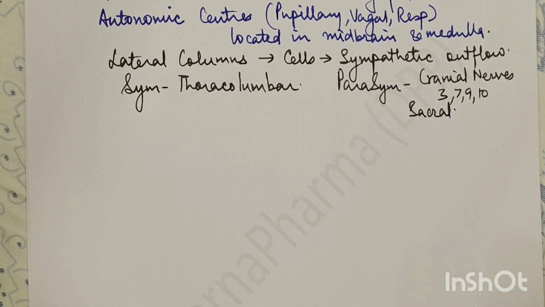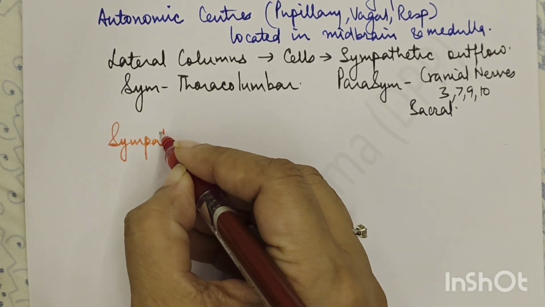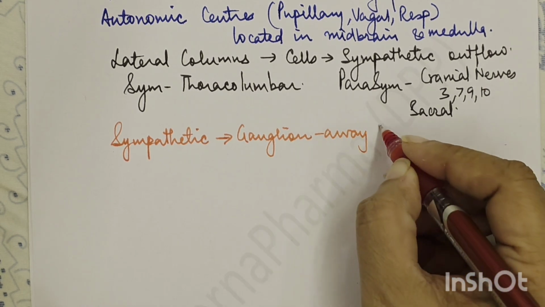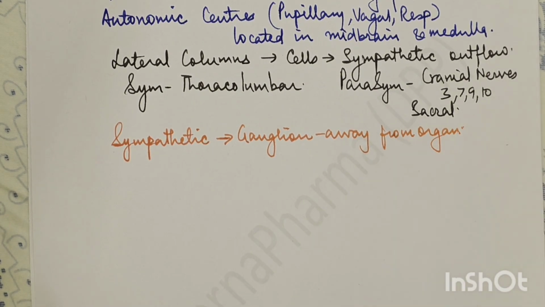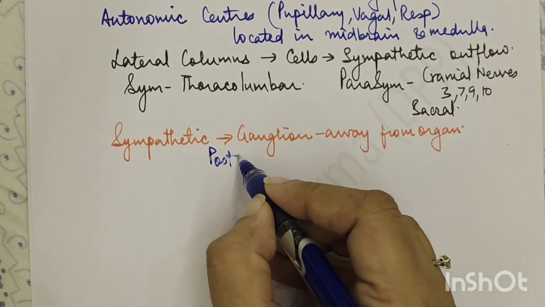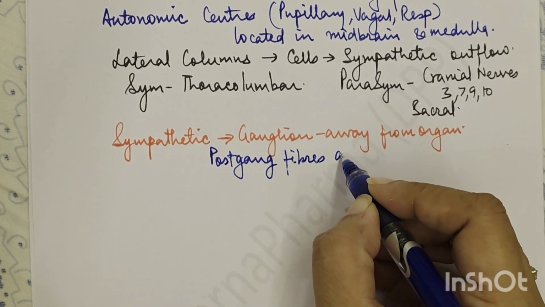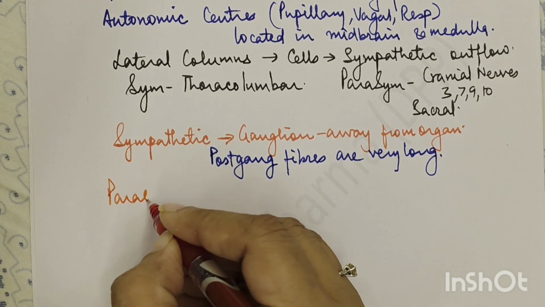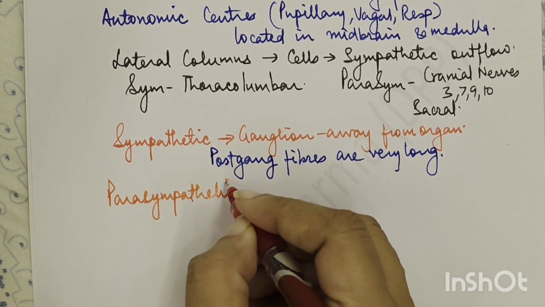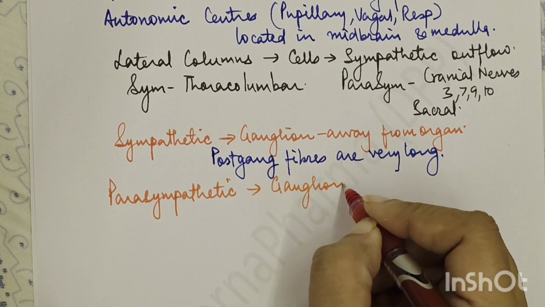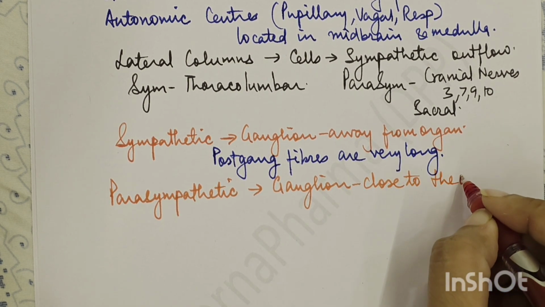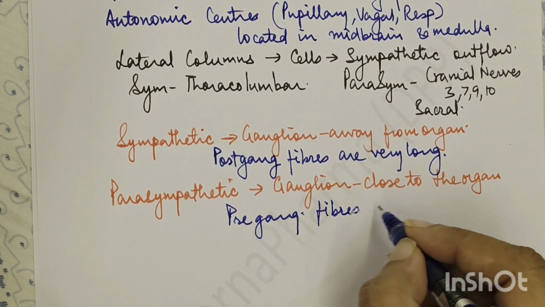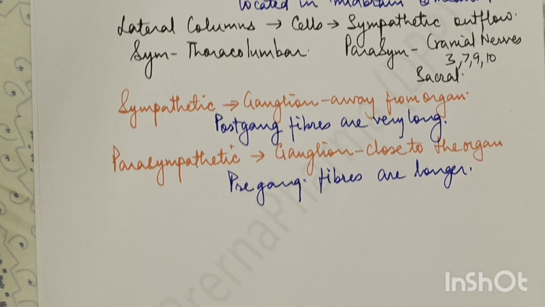Moving on further, there's something that you should know about the sympathetic system: here the ganglion is away from the organ, and so the postganglionic fibers are very long. Then the parasympathetic system: here the ganglion is close to the organ, or in fact present on the organ, and so preganglionic fibers are usually longer.